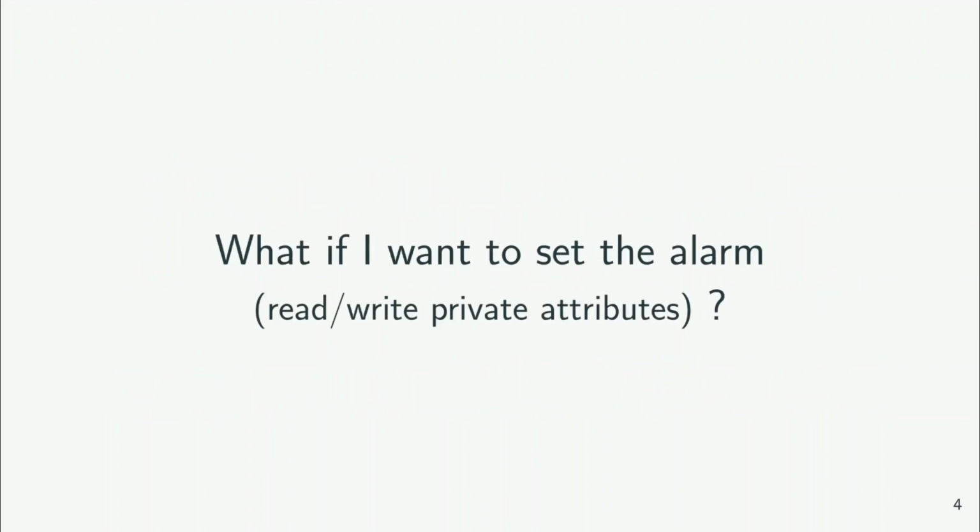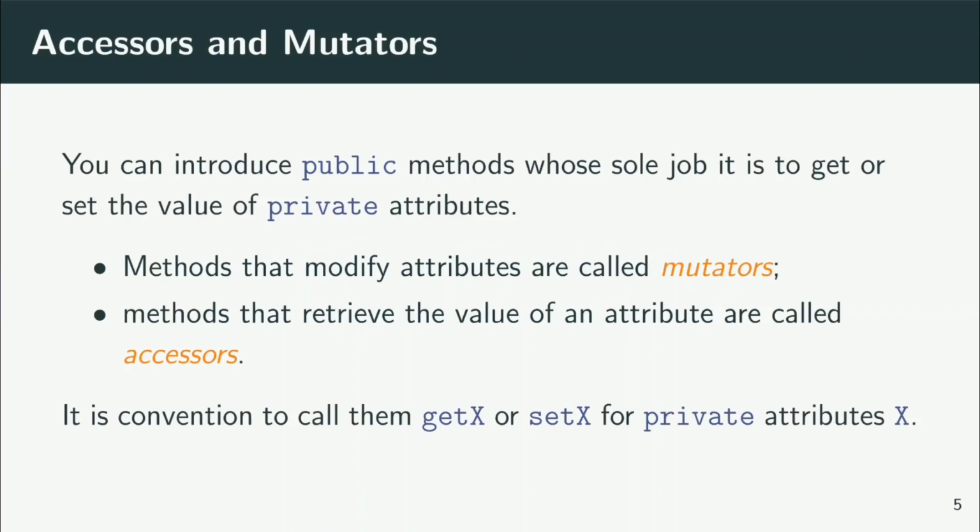So what if you want to access the values of an attribute from outside code? Now remember, you can define a method inside the class which manipulates the attribute, and the method can get any parameters that you want. So the idea is to introduce a public method to the class that does nothing else than getting or setting the value of private attributes. Such methods are often called mutators and accessors, or simply getters and setters.